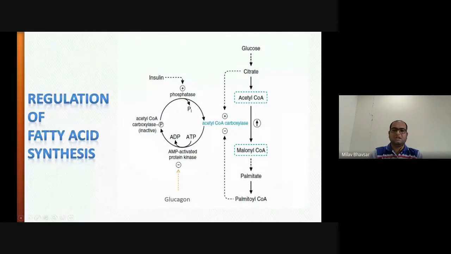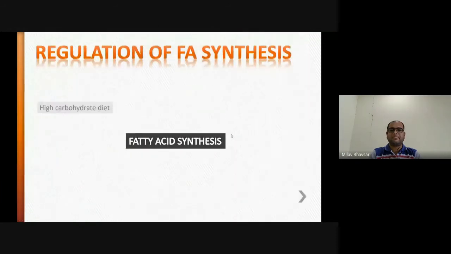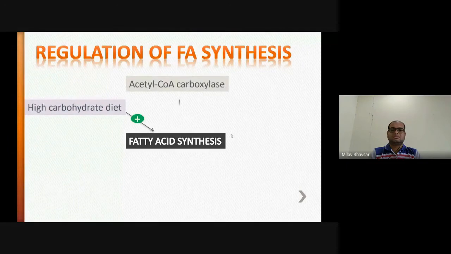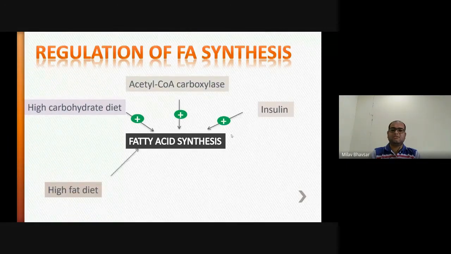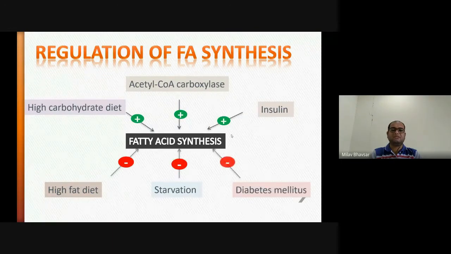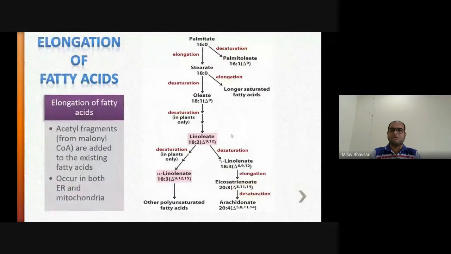So this is how each and every one affects. Glucagon will be blocking, insulin will be increasing, citrate will have a positive effect, while palmitoyl coenzyme A will have a negative effect. Insulin and these three are positive. High fat is negative, starvation will have a negative effect, and diabetes will have a negative effect.